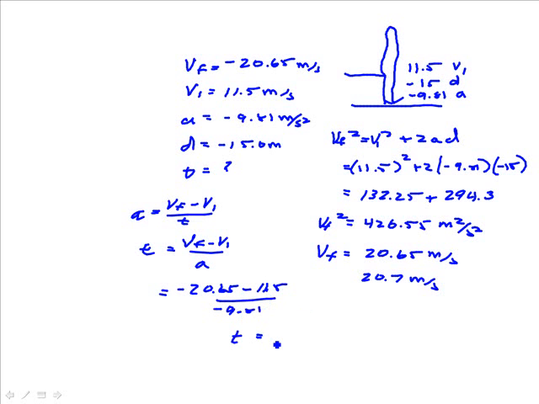20.65 minus 11.5 gives me a change of velocity of 32. From its initial velocity of 11.5 to its final velocity of negative 20.65 is a change of 32. We divide that by the acceleration, negative 9.81, and we get 3.277 seconds, or in other words, 3.28 seconds. So the total time of flight is 3.28 seconds. All right, excellent question.